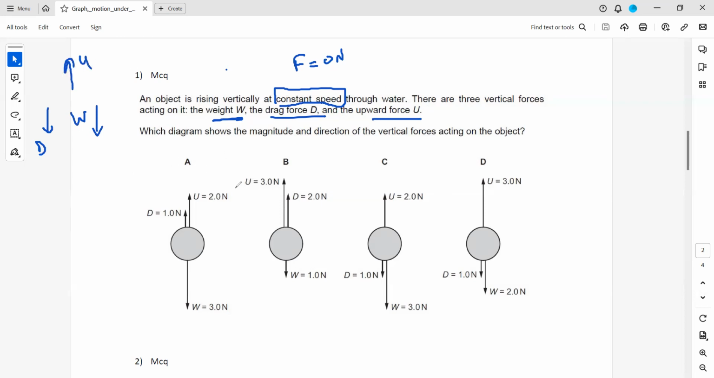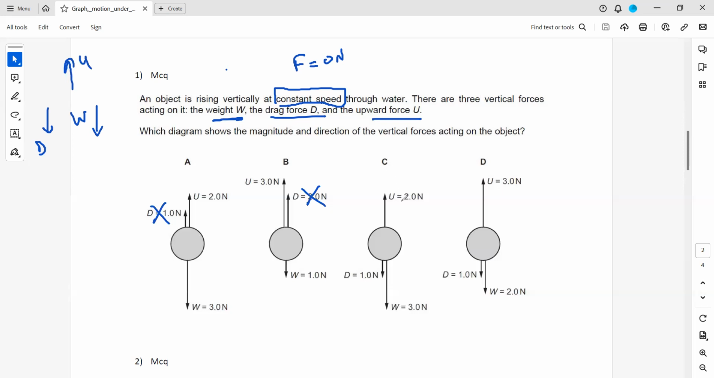So when we check option A, why is option A incorrect? Because the drag direction is incorrect. When we check option B, that is also incorrect because the drag direction is incorrect. Because the drag should always point opposite to the direction of the motion. If an object is moving down, the drag should be upward. If an object is moving up, the drag should be downward.